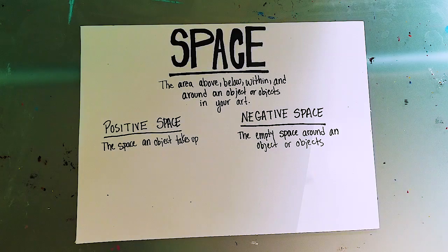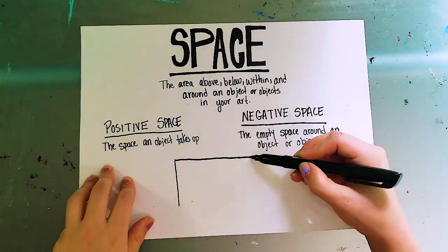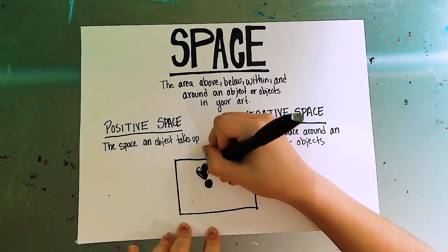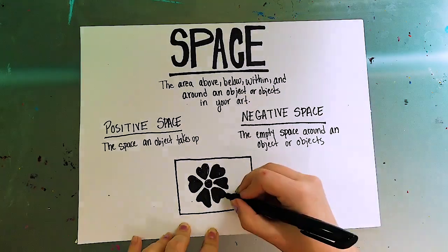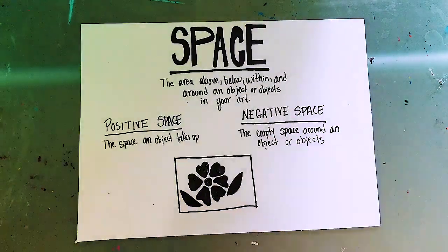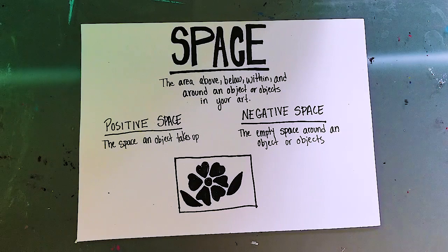I'm going to just draw a little picture right here. A pretty simple flower, pretty straightforward. And I kept it to just black and white, so that way it's pretty easy to tell what the positive space is and what the negative space is. And I want you to take a second and see if you can figure out which is which. Is the black space positive space or is it negative space? What about the white space? Is it positive space or negative space?